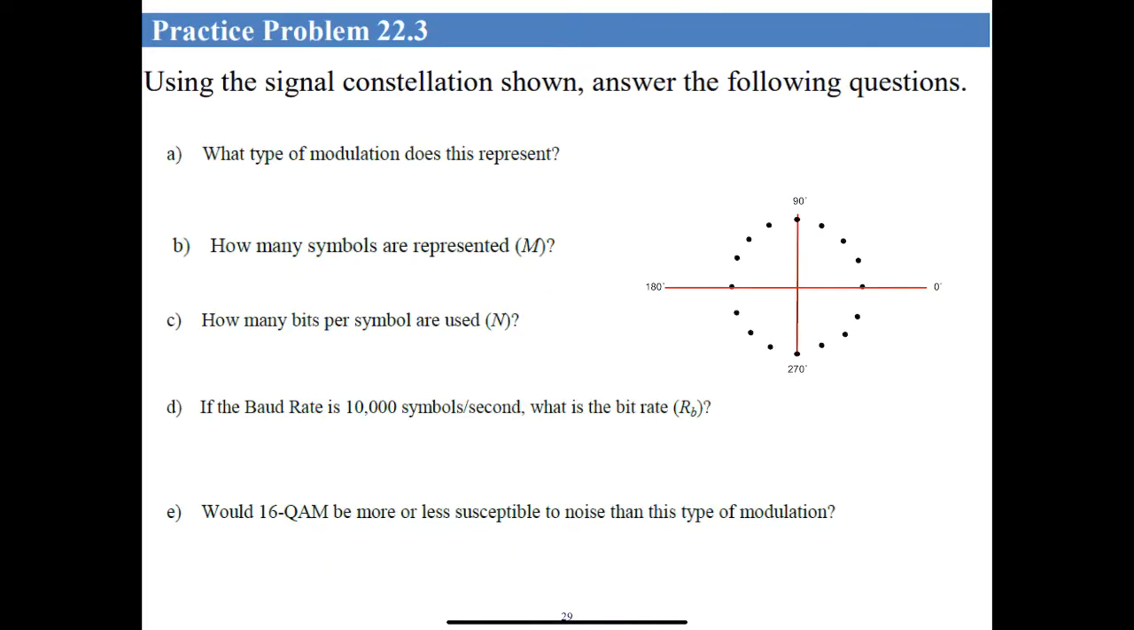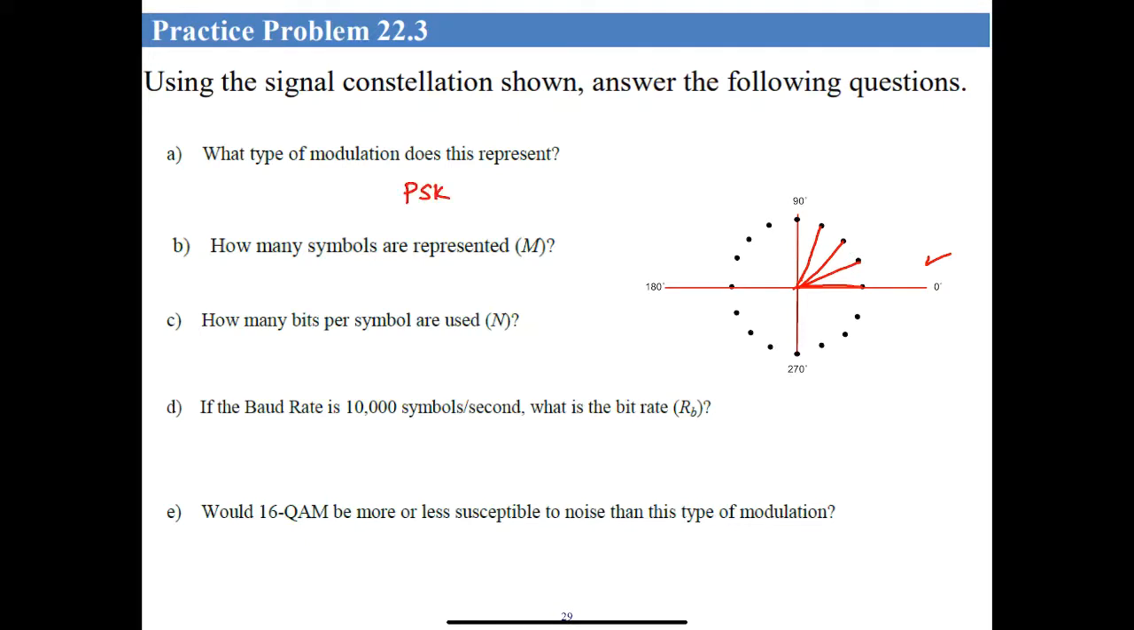All right, last practice problem. Using the signal constellation shown, or signal diagram over here, answer the following questions. What type of modulation does this represent? Notice each of these symbols is at the same amplitude, so it's not amplitude shift keying. We're not changing amplitude, but we are changing phase. So here's one phase of 0, here's another phase, here's another phase. So we're only changing phase, so this would be some type of phase shift keying.